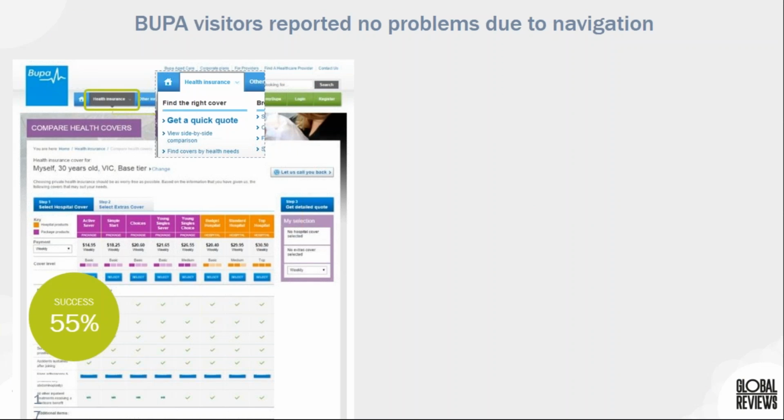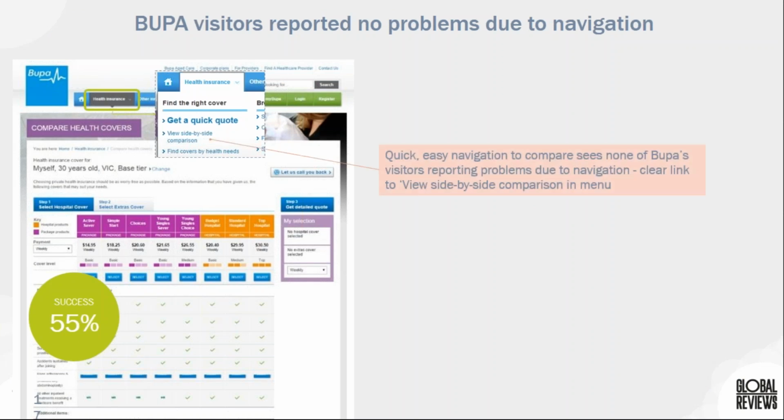So BUPA visitors reported no problems due to navigation. So we can see that it's quick, easy navigation to compare. There's a clear link to view side-by-side comparison in the menu. Hospital cover and extra covers are separated to avoid overwhelming the visitors and clearly signposting that there's a level of cover. So you get your basic and then you can add on to these.